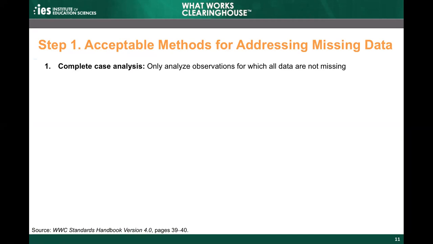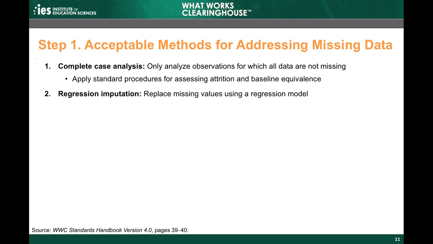So the first method is complete case analysis, or the case in which the study only analyzes observations for which all data are not missing. Note that in this case, we would not need to apply the procedures for reviewing studies with missing data because there is no missing data here. The second method is a form of regression imputation in which a regression model is used to predict imputed values for missing data. This could be a single regression model or involve the use of multiple imputations.